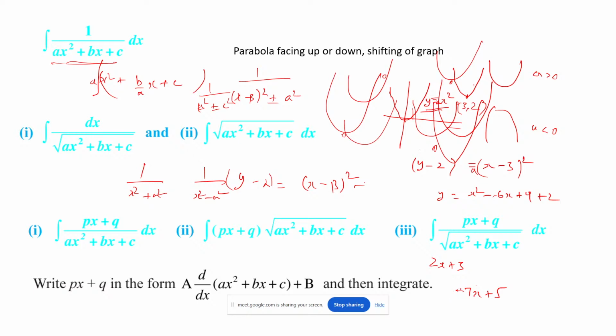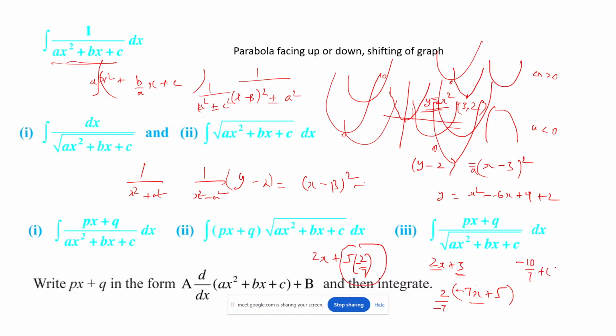Now you can always multiply this with something to match this 2x. So for example, you can multiply with 2 by minus 7. Then what you will get? 2x plus 5 into 2 by minus 7, 5 into minus 2 by 7. Then you can always add something to make it become 3. So basically whatever this becomes, minus 10 by 7, right?